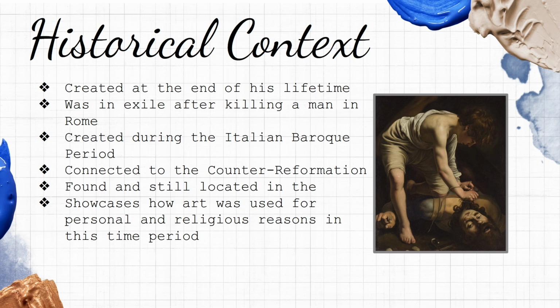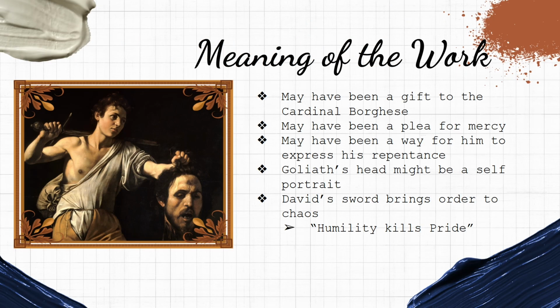Through dramatic lighting and psychological intensity, the painting also embodies the Baroque style, which offers a deeply personal narrative of justice and redemption, etc. At the time, he was seeking a pardon, and this painting might have been a gift to one of the cardinals who had been able to pardon him. This is more than just a biblical scene. The painting has been interpreted as a plea for mercy and an expression of Caravaggio's deep remorse and anguish.